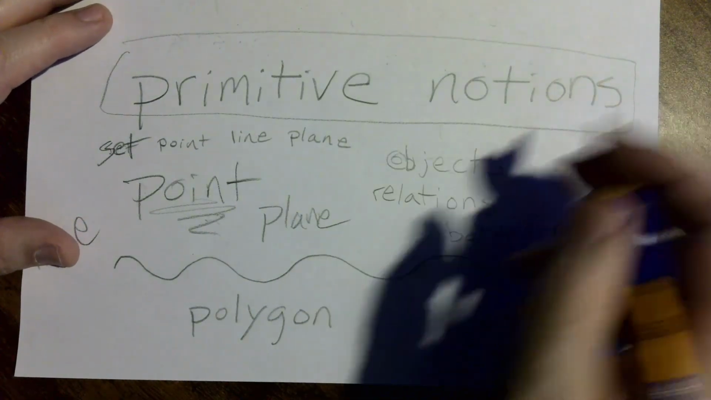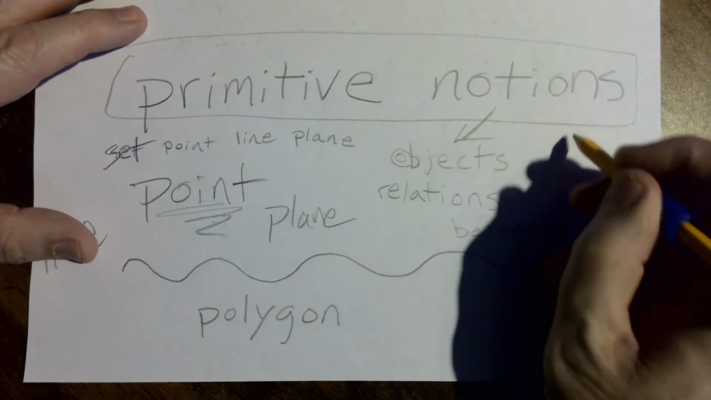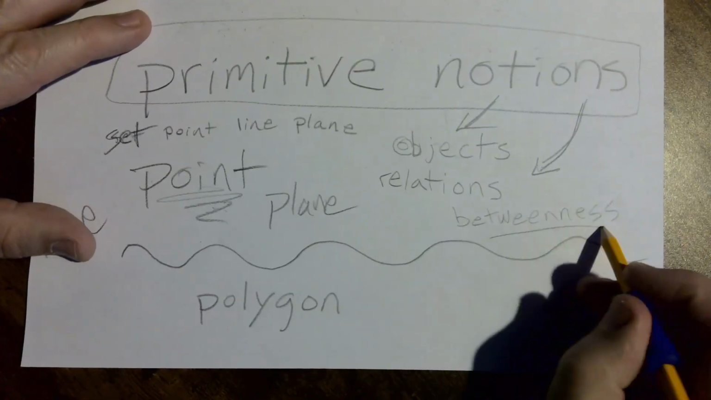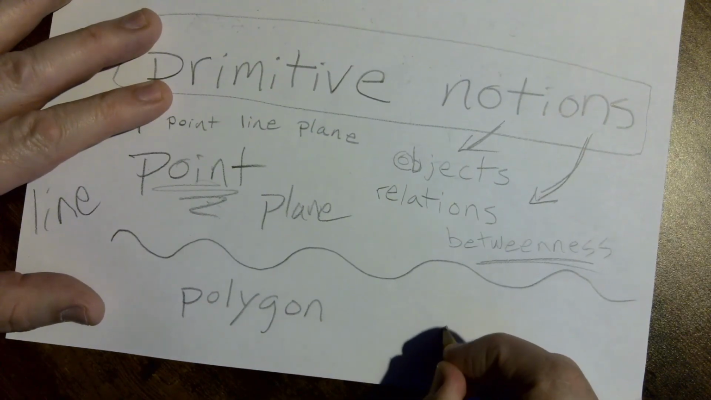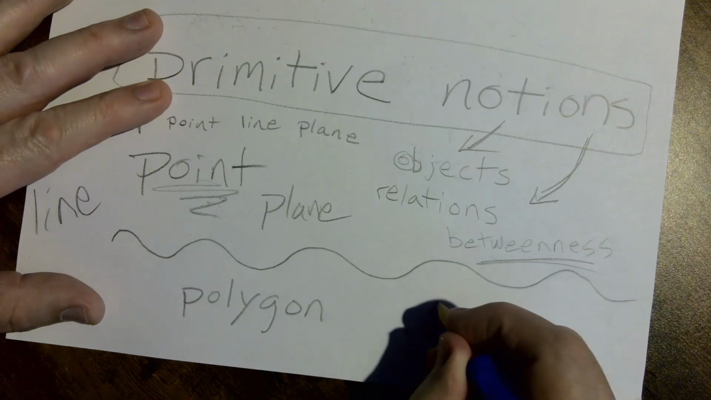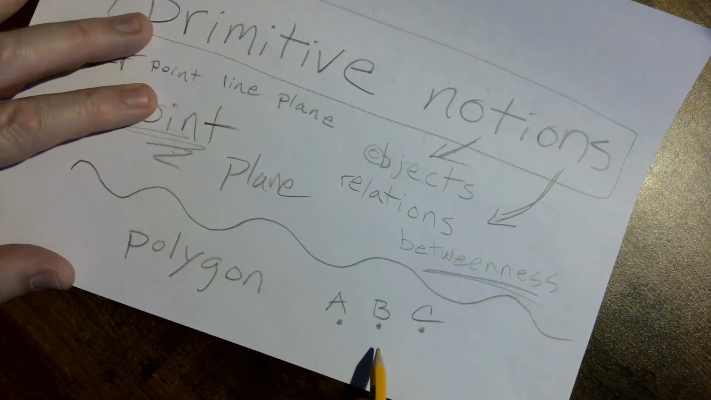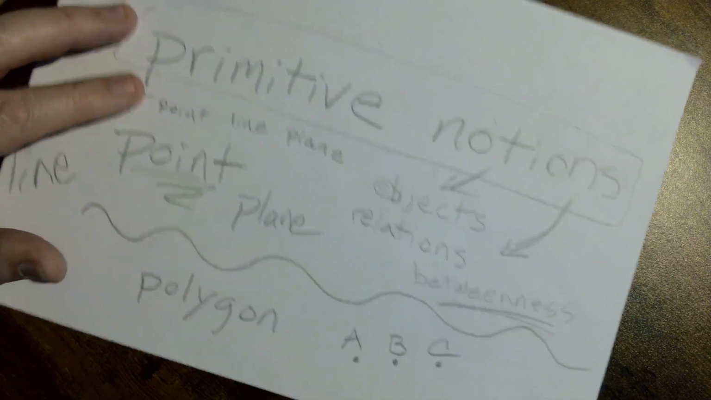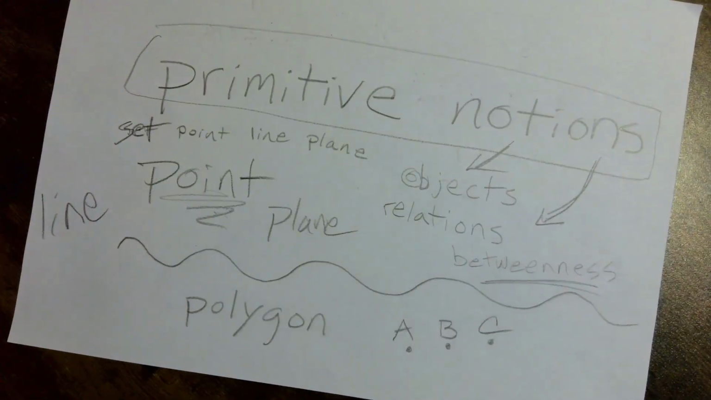And under primitive notions, those things are like objects, you might say. Those notions, objects. There are also notions like relations, like the idea of betweenness. So to say that there's something between two other points, to say the point B is between A and C. That's a primitive notion we might call a relation.